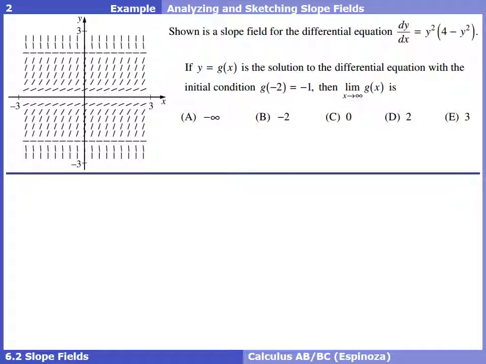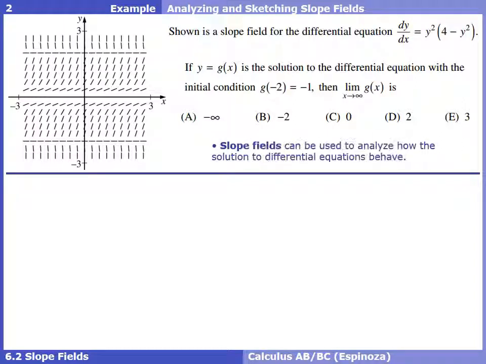Okay, so let's take a look at a couple AP questions. Remember, the key to these slope fields is that slope fields can be used to analyze how a solution to a differential equation behaves. And that really is the key here in this first example. We're given a slope field, and you can see the differential equation right here. And we want to figure out if g of x is the particular solution to this differential equation. Using the initial condition (-2, -1), we want to determine what the limit of that original particular solution function is as x goes to infinity.